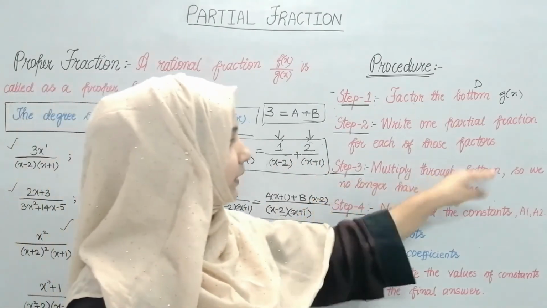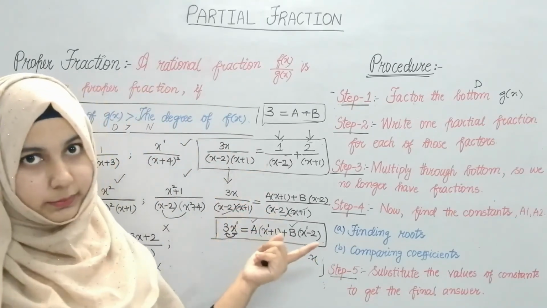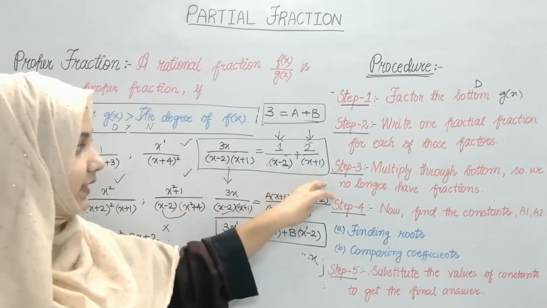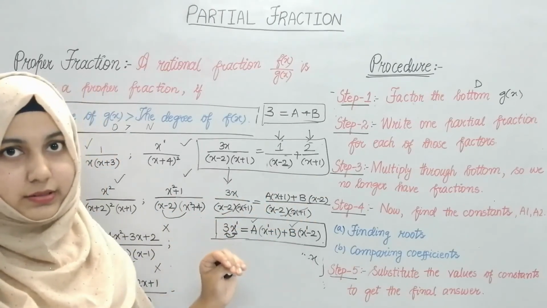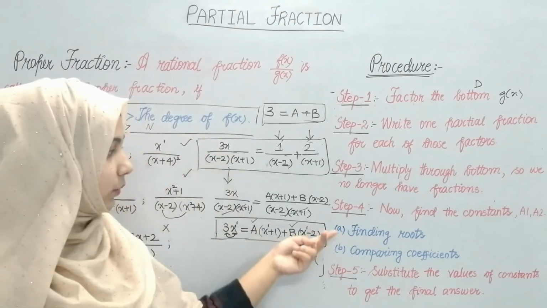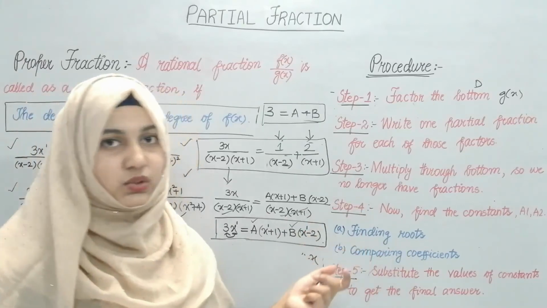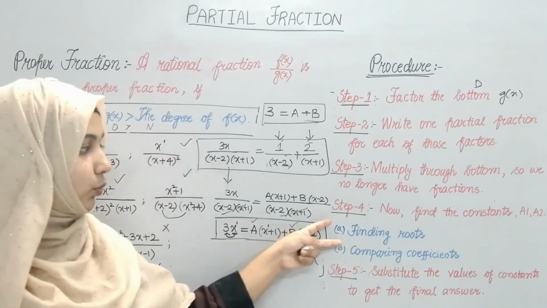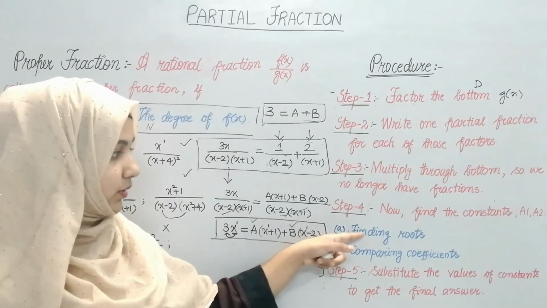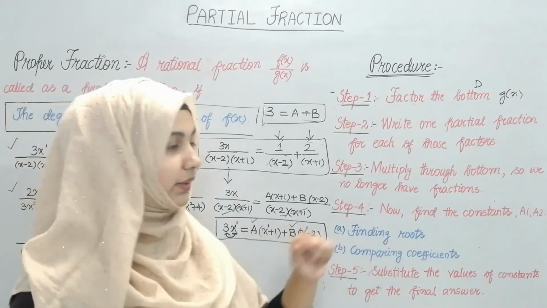Step 3, multiplying through the bottom, so we no longer have fractions. That means taking the LCM, so we can cancel the denominators. The aim in step 3 is to cancel out the denominators. Now next, find the constants. We are finding constants with the help of two methods. One is finding roots and the other is comparing coefficients. In some cases we can use both together. First we can find the root by equating it, and then next we can compare the coefficients.